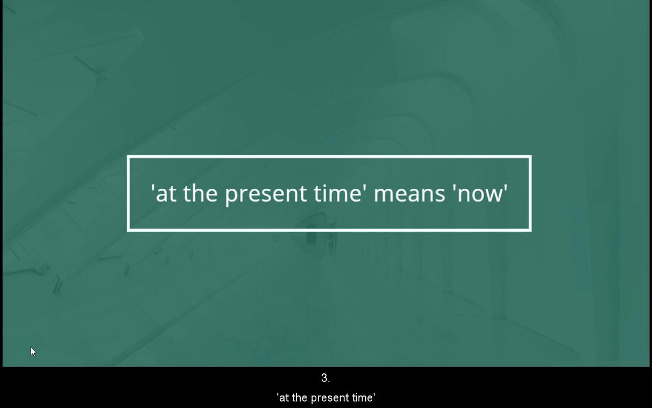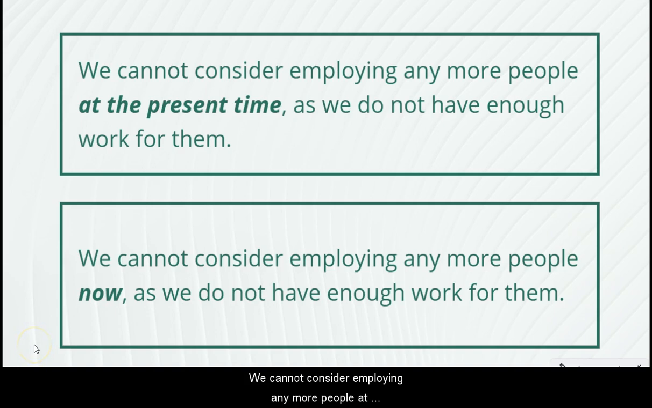Number 3. At the present time means now. Let's look at an example. We cannot consider employing any more people at the present time as we do not have enough work for them. Again, as you can see, it can be easily replaced by 1 word, now. So we cannot consider employing any more people now as we do not have enough work for them.